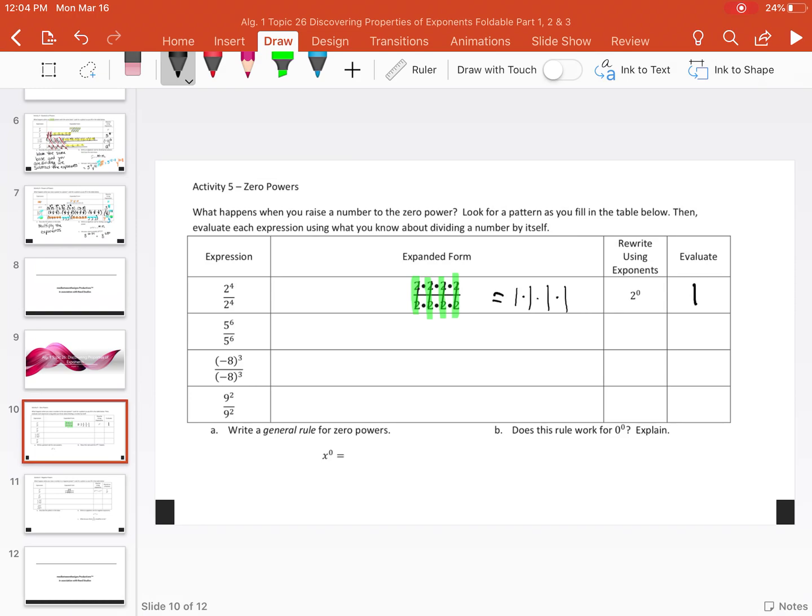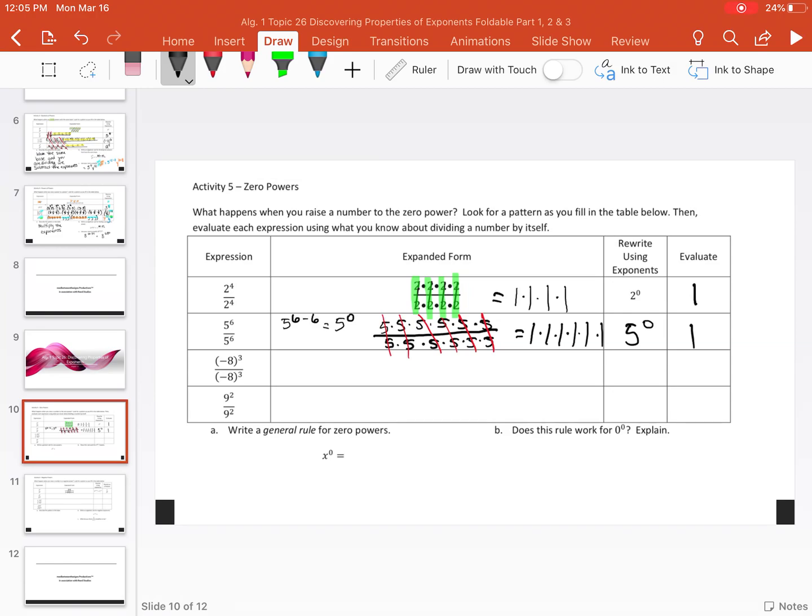Now we can do the same thing with 5 to the 6th divided by 5 to the 6th. So here, if we were to subtract them, we would get 5 to the 6th minus 6, which would be 5 to the 0. And if we expand it, like they did in the example right above, we get 5 times 5 times 5 times 5 times 5 times 5 over 5 times 5 times 5 times 5 times 5 times 5. And we can reduce. And when we reduce, again, that just equals 5 to the 0th power, or 1 times 1 times 1 times 1 times 1 times 1, which just reduces to 1.